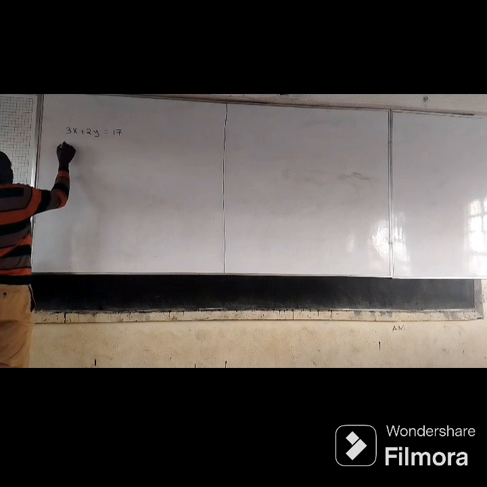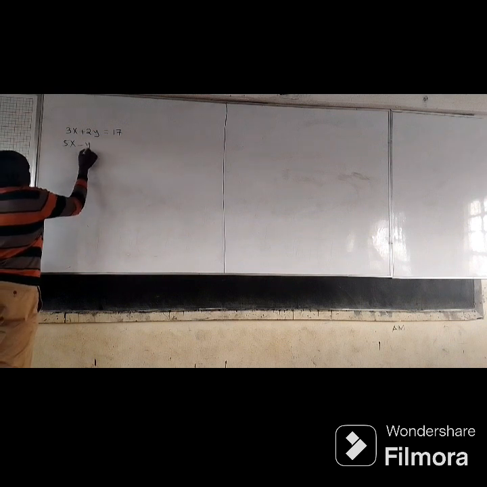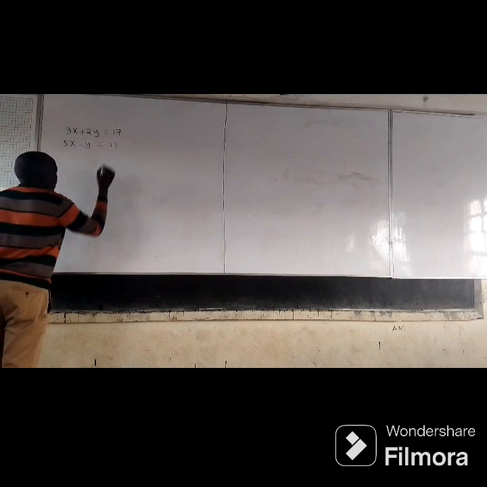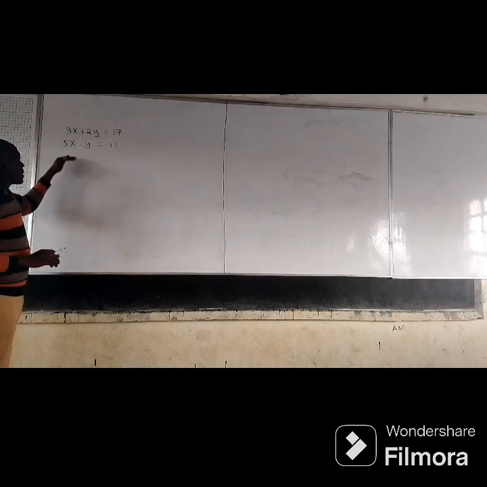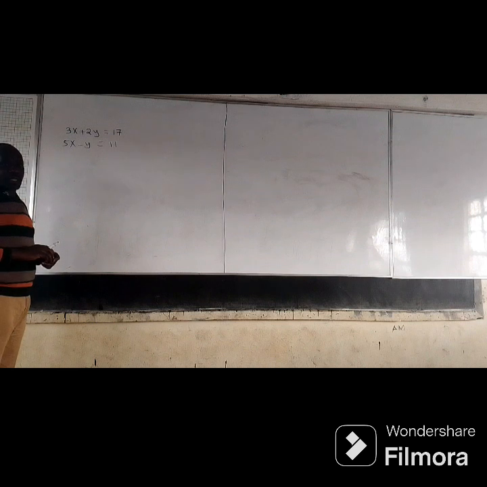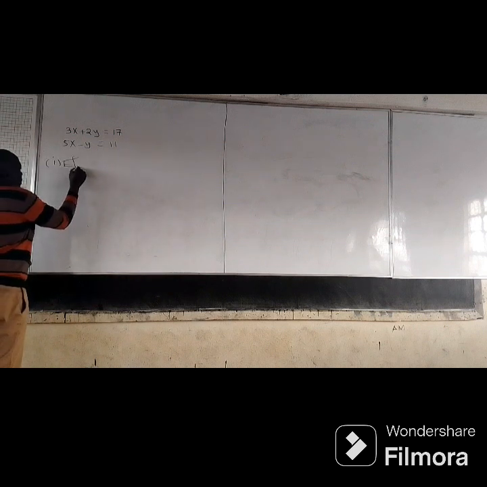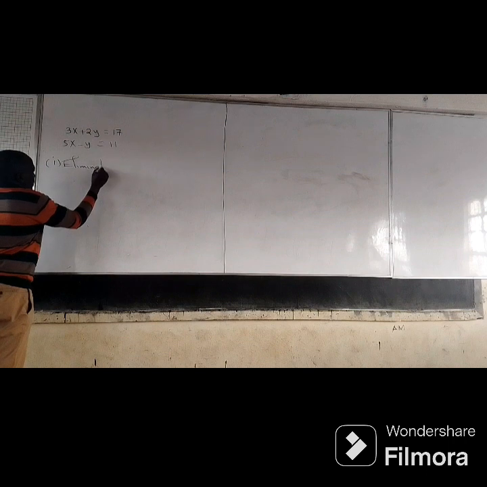So for example, we can bring in another equation that is 5x minus y equals 11. So these equations can be solved simultaneously because they share the values of x and y. So we are going to use the first method, and that method is the elimination method.